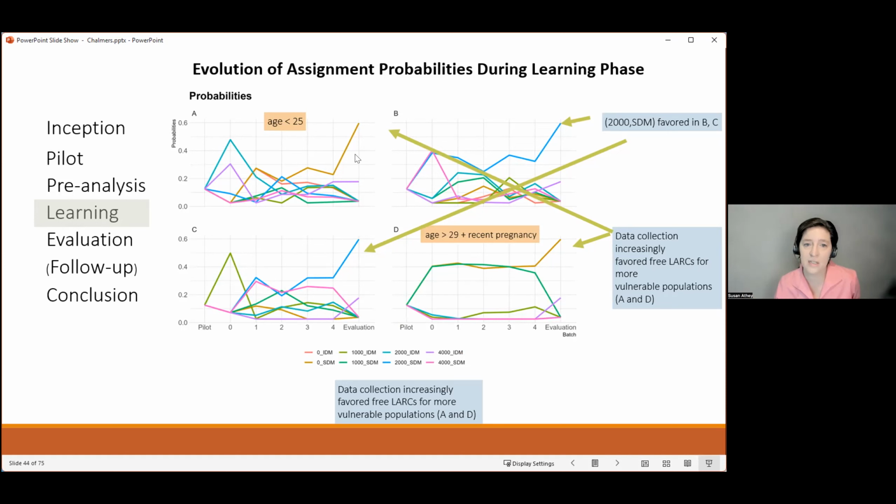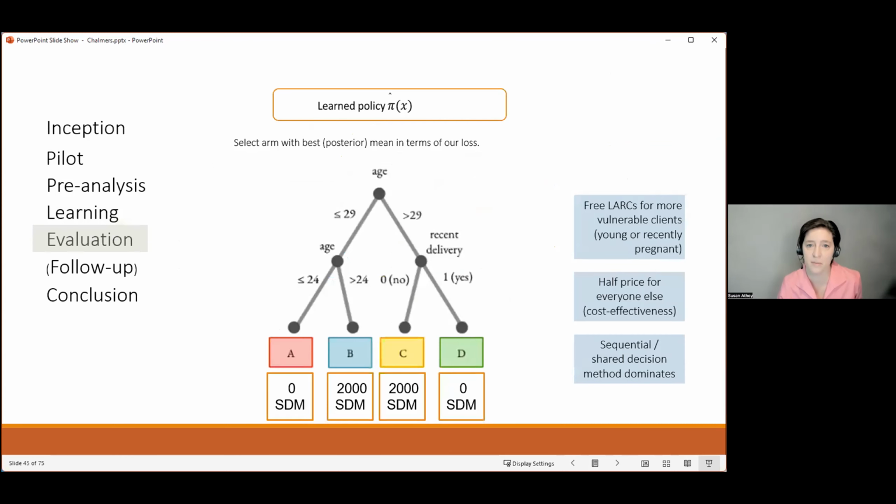But we see by the end here that in the young group and in the old group who had a recent pregnancy, we get free LARCs, so full discounts, and we get 50% off discounts coming in the other two regions. And that's what we evaluate at the end. Now, at the very end, this is the policy we learn after the adaptive data collection. And the main change from the pilot was that we got a bigger discount for one of the groups.